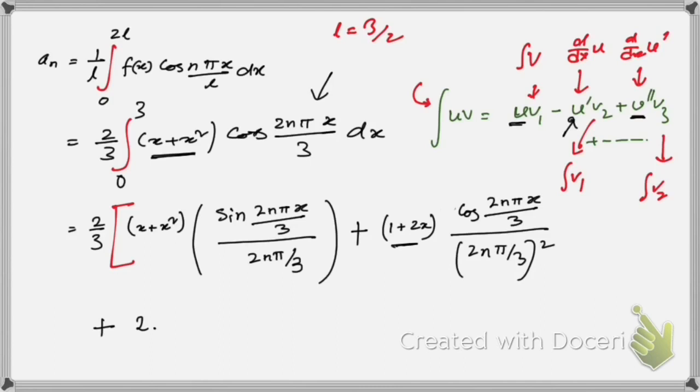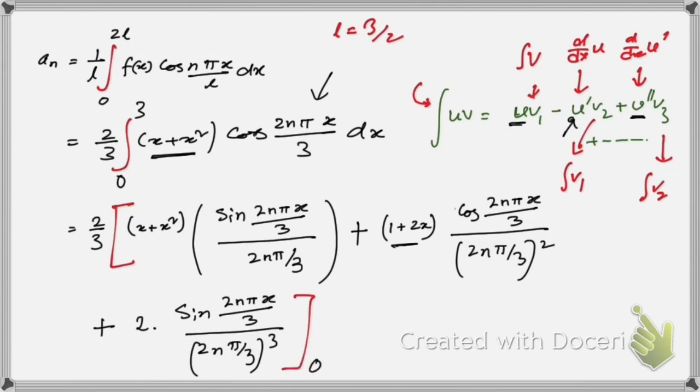So integration of this will be again sine of sine of 2n pi x by twice n pi by 3 cube. That's what you will get, right? So we are integrating it from 0 to 3, right? So lower limit is 0, upper limit is 3, and in the next term derivative of this 2 will be 0, so we have to stop here. Okay, so now let me copy this result of an and let me go to the next slide.